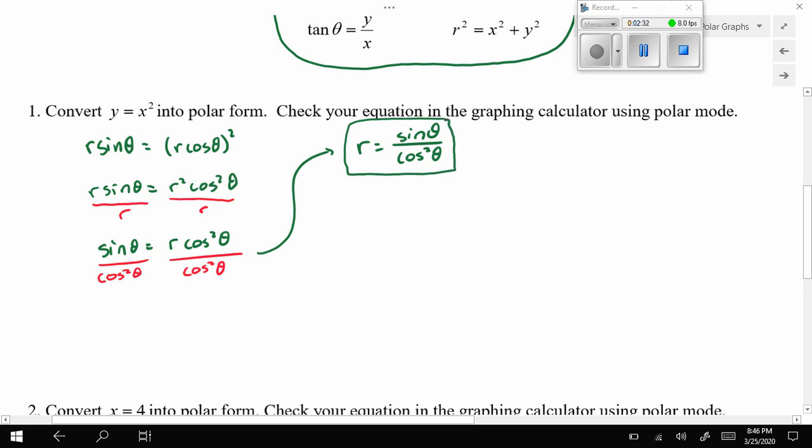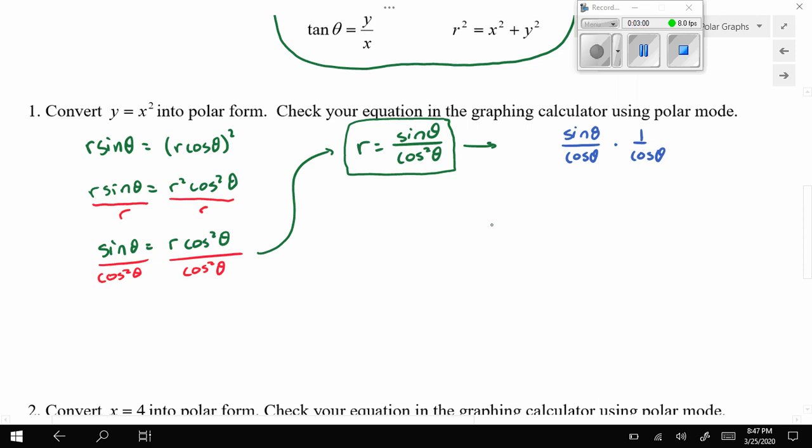Some might kind of see this as a nuisance trying to put this into the calculator. So we could actually convert this by viewing the sine over cosine squared as sine theta over cosine theta times 1 over cosine theta. So that's really just pulling apart that fraction.